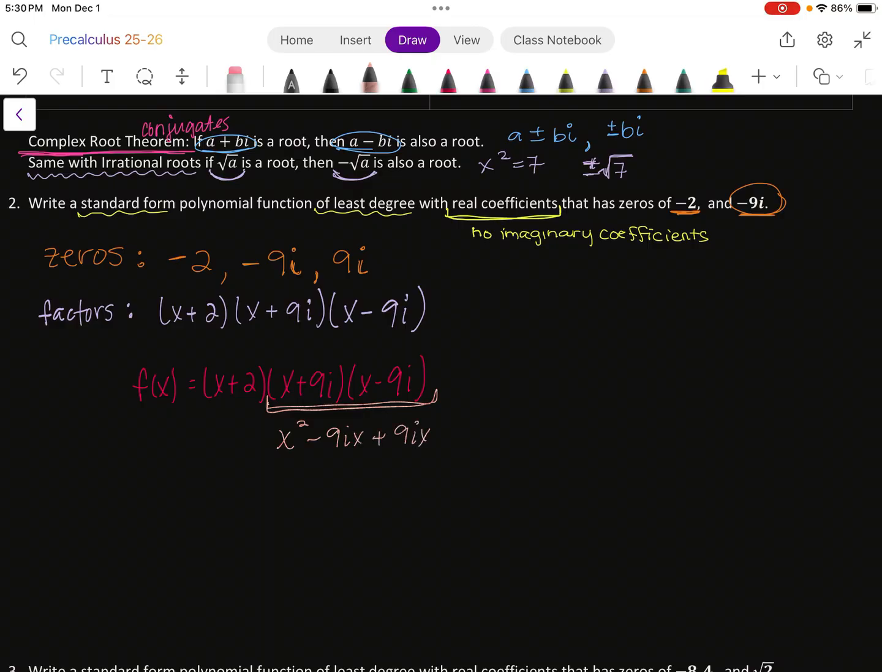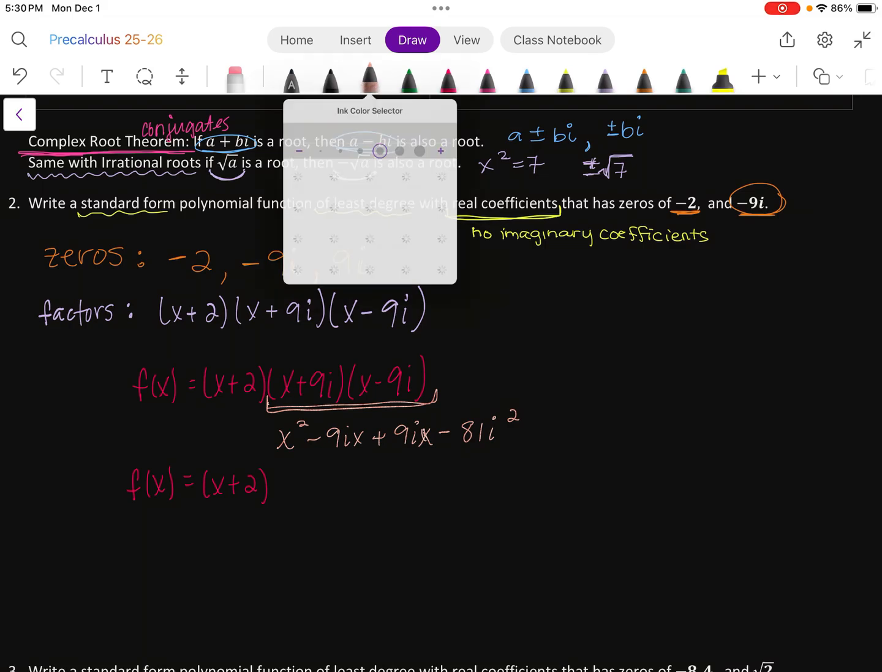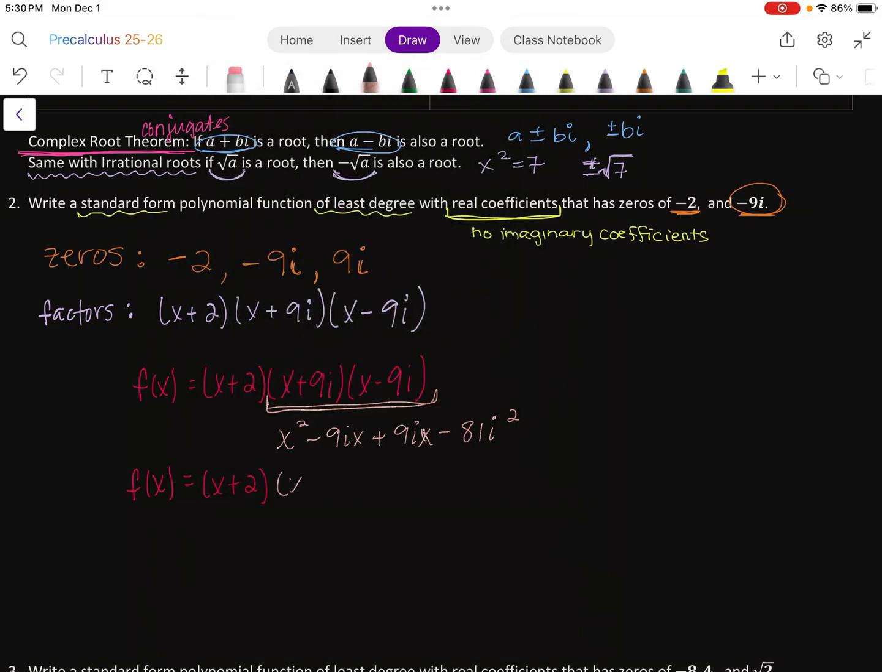Those outer and inner terms will always cancel because these are conjugates of each other. And then minus 81i squared. All right, this stuff just drops down. I'm eventually going to multiply this by x plus 2. All right, this becomes x squared. This guy right here becomes plus 81. And again, if I recall, this is negative 81 times a negative 1 because i squared equals a negative 1.